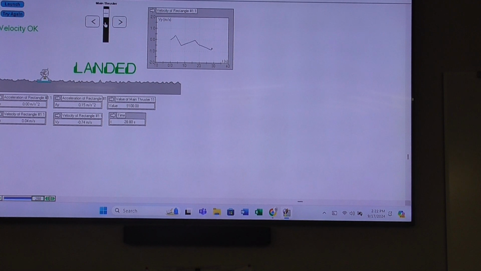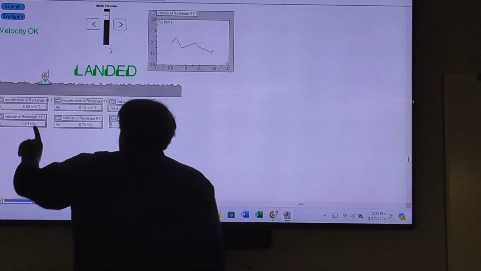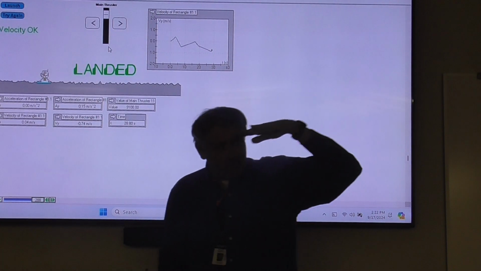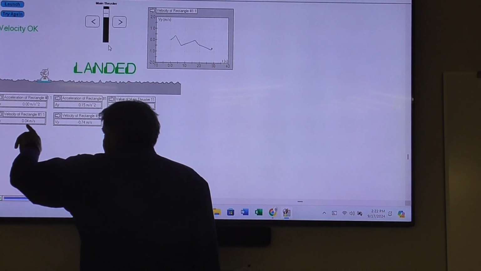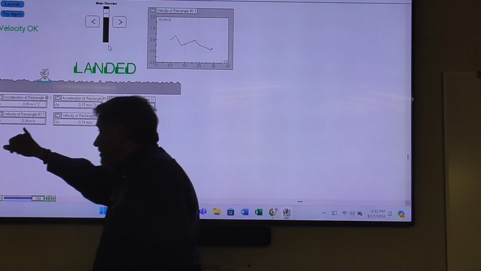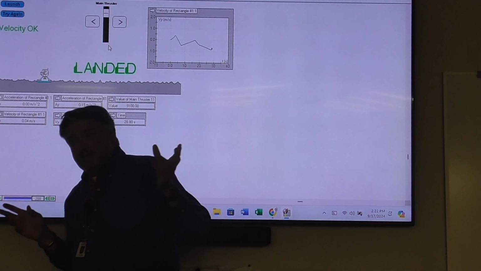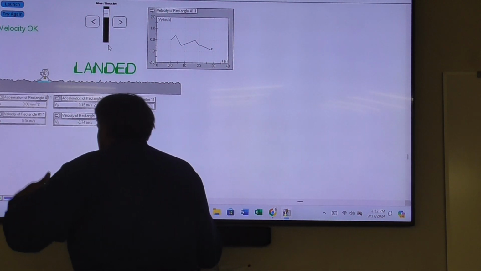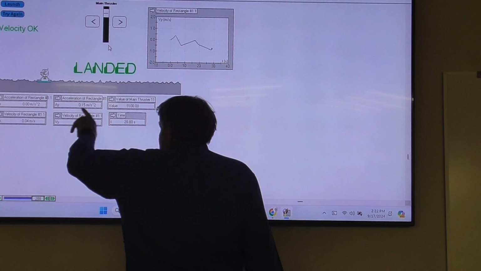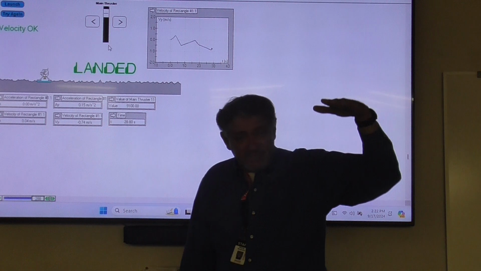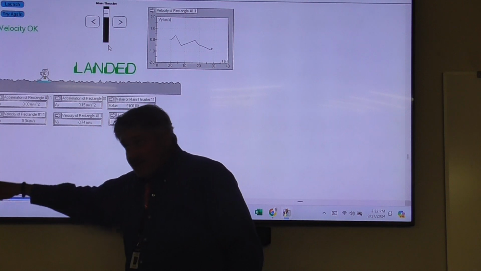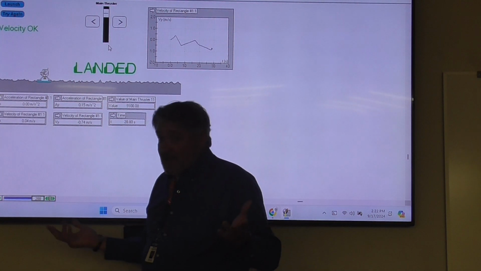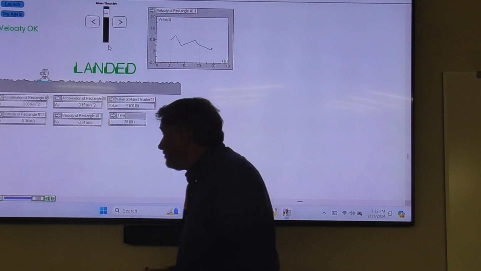Let me show you what this thing is going to display for you in terms of data. This is your AX, that's your horizontal acceleration. Here's your VX. Like this one, I had a positive 0.04, which means that I was drifting to the right about 0.04 meters per second. Very slow number. I didn't tip it over. This is my AY, my vertical acceleration. Notice that that's a positive number. I landed with a negative velocity.